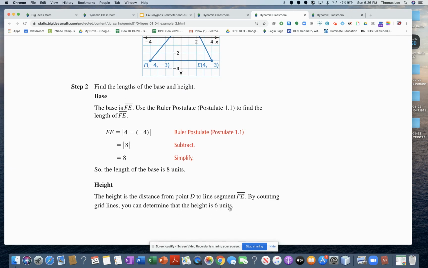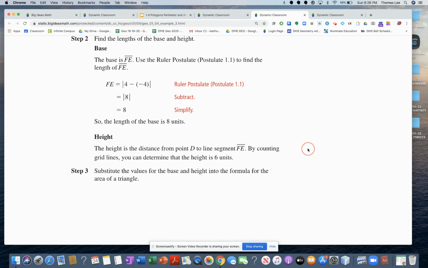Okay, and they figured it out as well. So what is the area? Area is 1/2 base times height. Okay, substitute in the values, and we find that the area of triangle DEF is 24. Now remember, it's squared units, 2-dimensional units. Okay, awesome. So that is all I have for you.